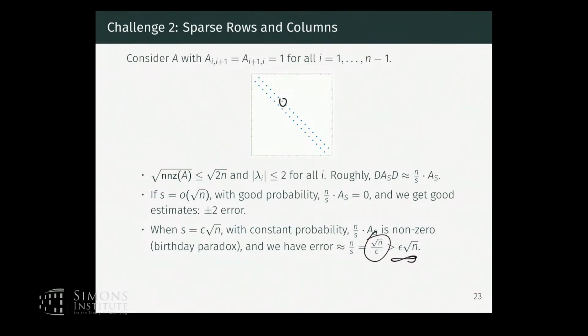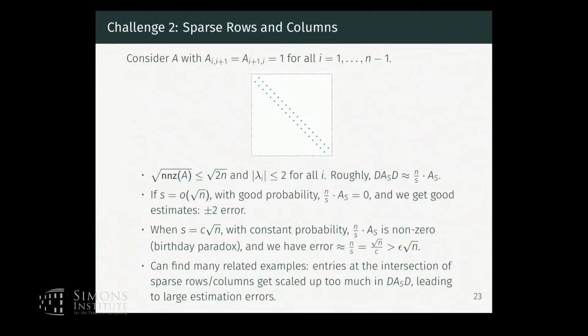So this isn't necessarily a problem. You could just say don't take too many samples, but it kind of hints at a problem. I don't want an algorithm that, as I start taking more samples, starts failing. And there are lots of similar cases to this that will kind of destroy the algorithm. Roughly what happens is if I have entries that are at the intersection of very sparse rows and columns, and I hit those entries by bad luck, I scale them up way too much when I sample, and it messes up my eigenvalues.